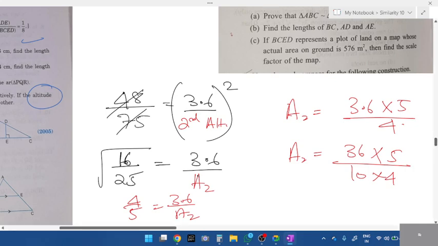4.5. Keep 10 as it is, students. I don't want you all to reduce 10. 4 ones how many times? 4, 9. 9 fives are 45. 45 divided by 10. But this is not area, side. A2 stands for altitude. Centimeters.